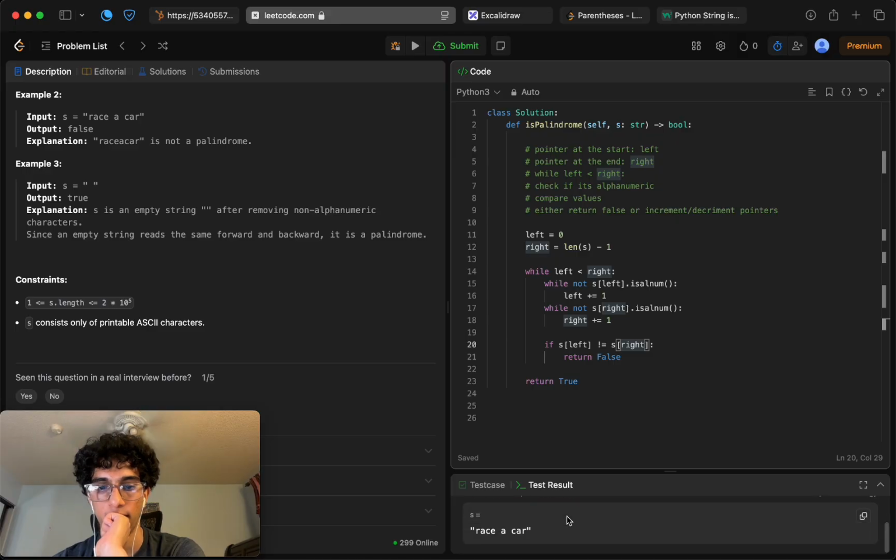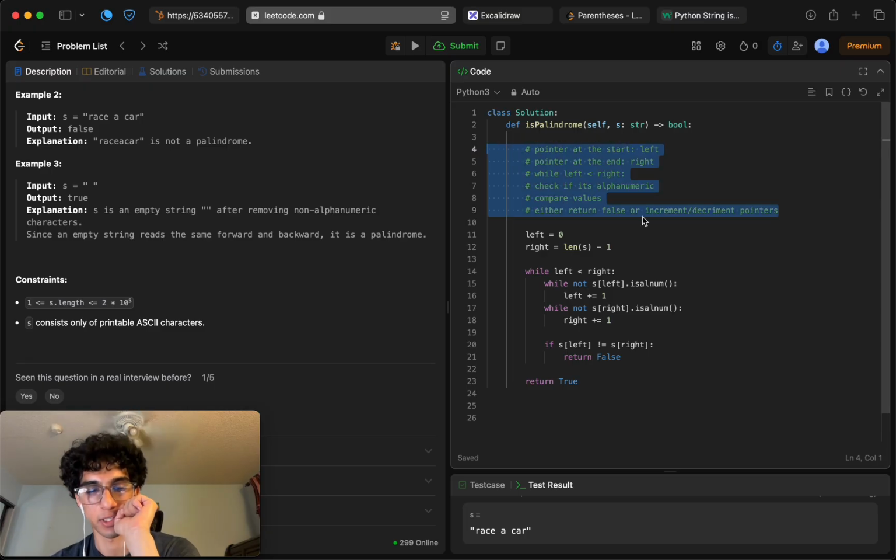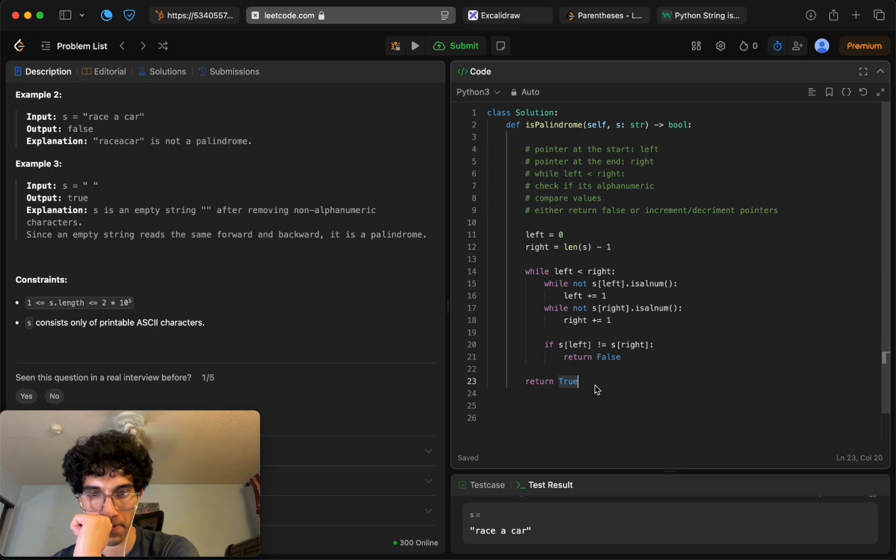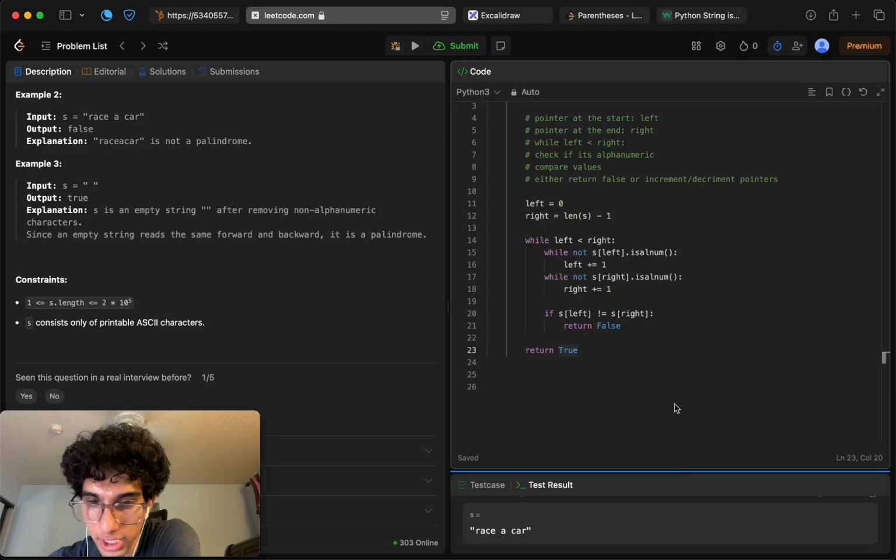While left is less than right. No, that's not what that is. I was thinking, let me just do the stupid method instead. But no, I will figure this out. I will find out what I did wrong here. It's taking too long.